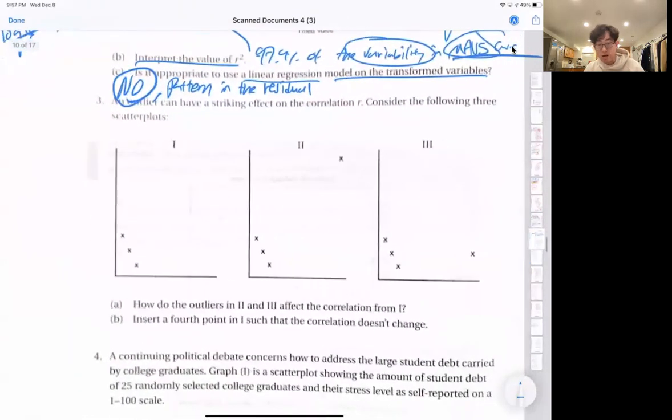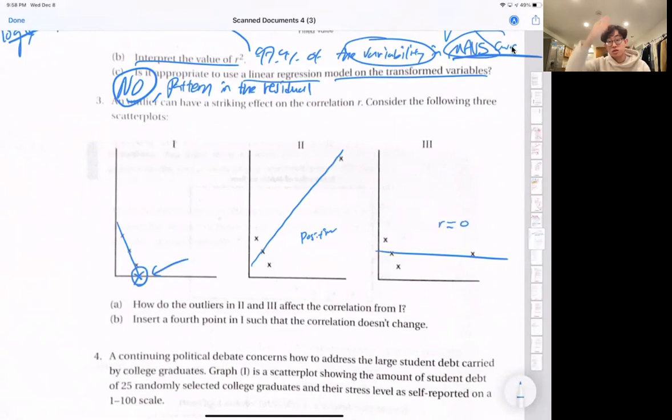Okay, all right, I'm going to go through these swiftly as well. Number 3, how do the outliers 2 and 3 affect the correlation? So obviously this one, the correlation is definitely negative. This makes it positive, and this makes it sort of flat, almost equivalent to 0. Insert a fourth point in 1 so that the correlation doesn't change. Just follow that line and you can add a point like that. So it still follows that negative correlation.